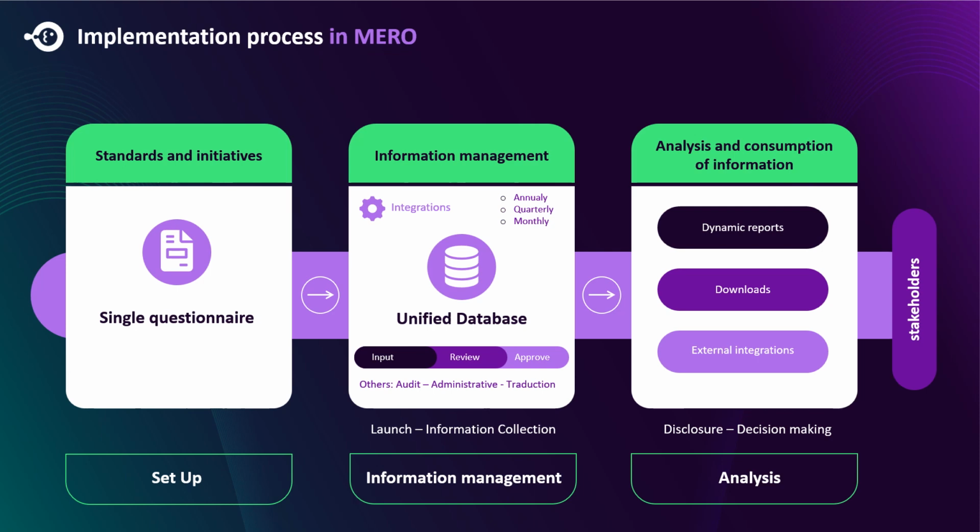Next, we determine how often the information collection and dissemination process will occur, whether it will be annual, quarterly, or monthly, and distribute the questionnaire to the teams, defining those responsible for filling it out, reviewing it, and approving it. After starting the information collection process, we define how we will analyze and use that information, creating dynamic reports in the business intelligence tool, configuring templates for data downloads, and integrating with external systems. During this implementation, we carry out a change management process and provide necessary training to the client's teams.